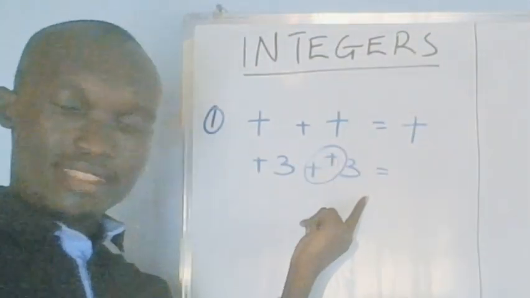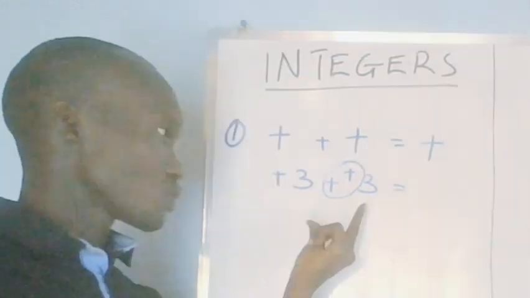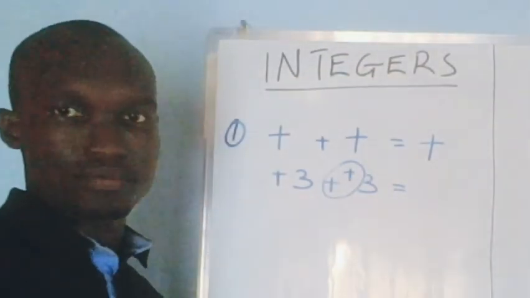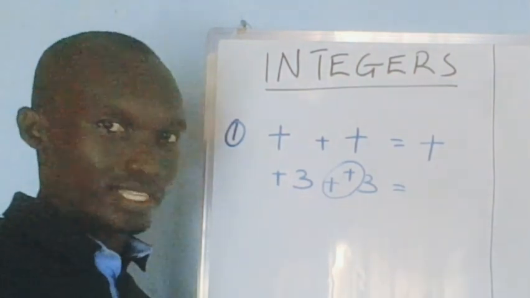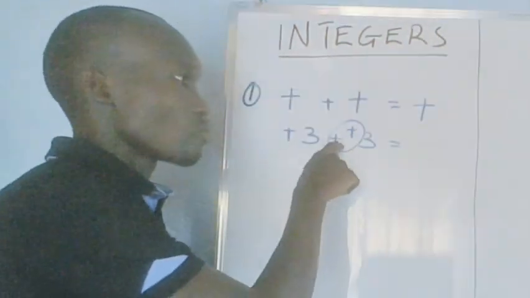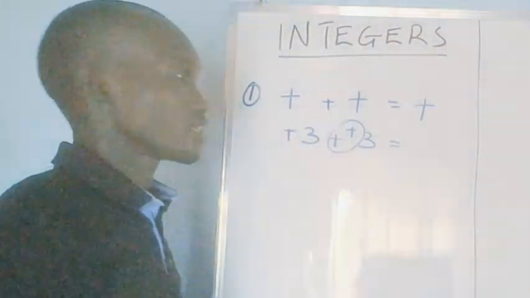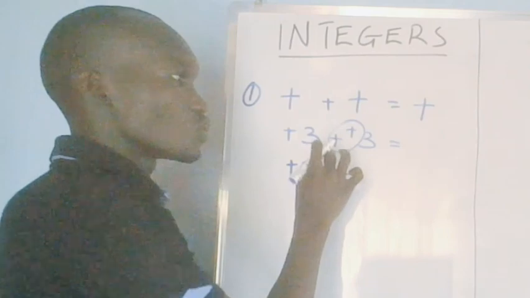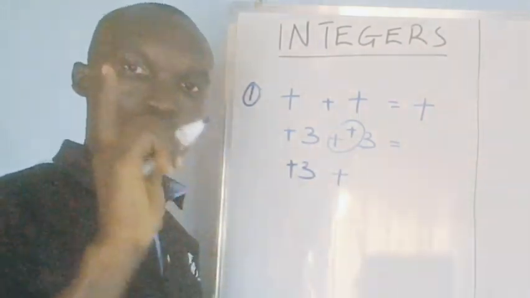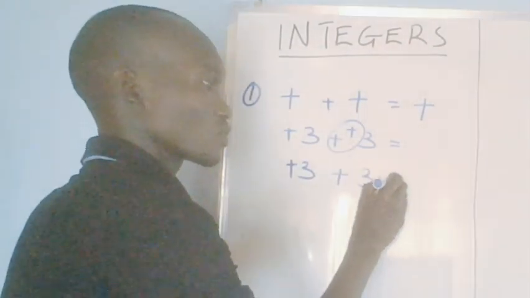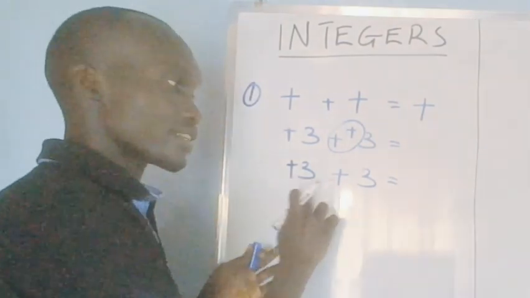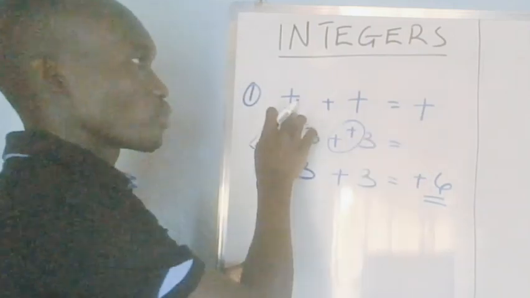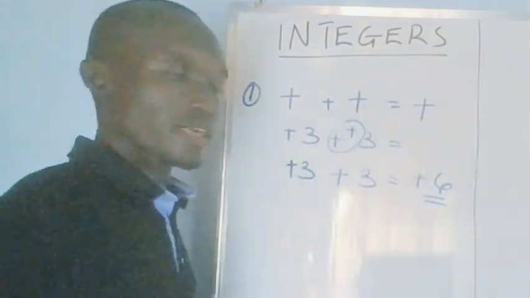Now this is where the problem normally is. Once you understand the concept behind this middle 2, that is it. You've understood this concept. When you have two positives in the middle, this results in one positive. So at last you're going to have positive 3 plus positive 3, which will be positive 6. That's why a positive plus a positive will always be a positive.